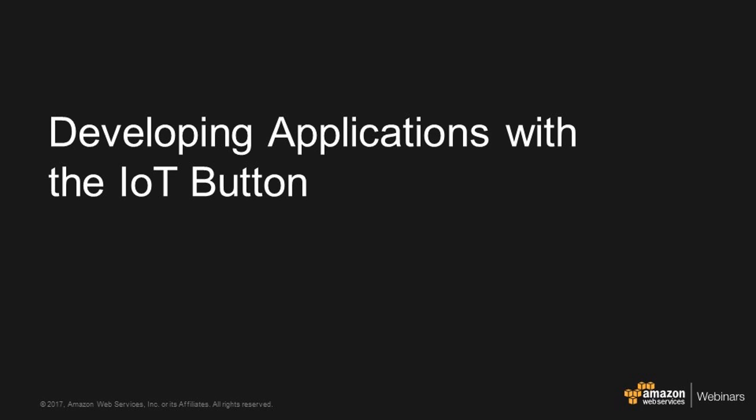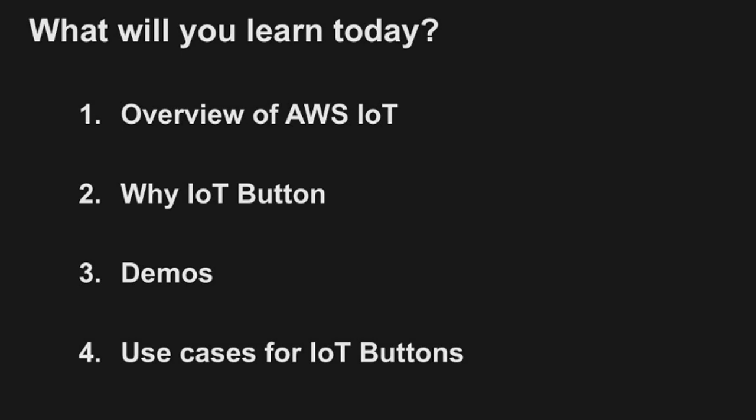This session is about developing applications with the IoT button. So what will you learn today? We'll start with an overview of AWS IoT so you can understand all of the services and features and functionality available in the AWS IoT platform. We'll then talk about why the IoT button. What use cases do we see from customers, and how can you start implementing applications using the IoT button? Then we'll get into demos and then use cases for the IoT button.